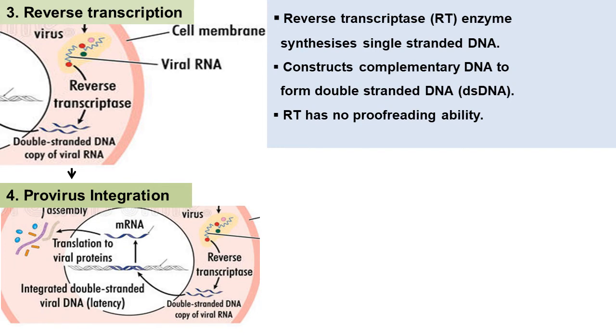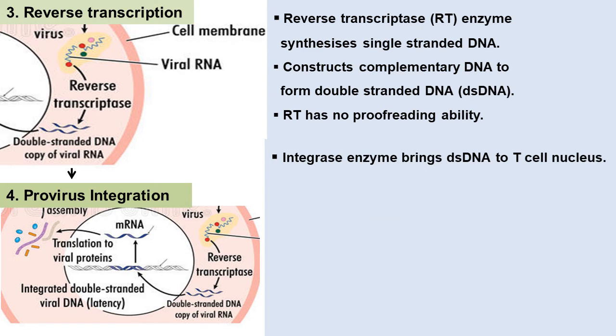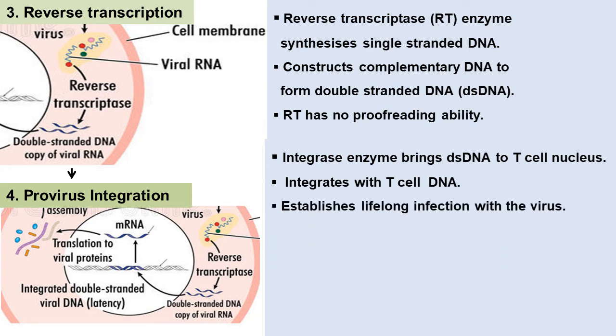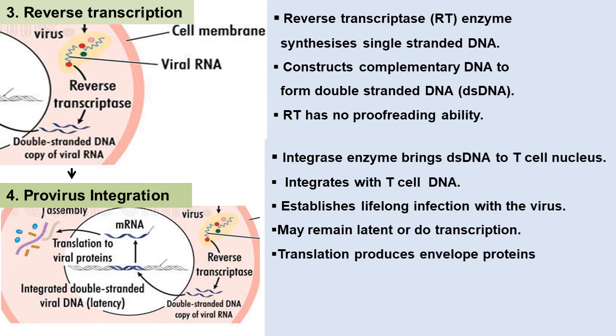Next step is provirus integration. The enzyme integrase grabs hold of the double-stranded viral DNA and carries it inside the nucleus of the host cell. Inside the nucleus, it integrates with the host cell DNA. This establishes lifelong infection with the virus. At this stage, the provirus may remain latent or go for transcription. Following transcription is the translation process, which produces envelope proteins, and viral proteins are produced in the form of single-strand polyprotein.